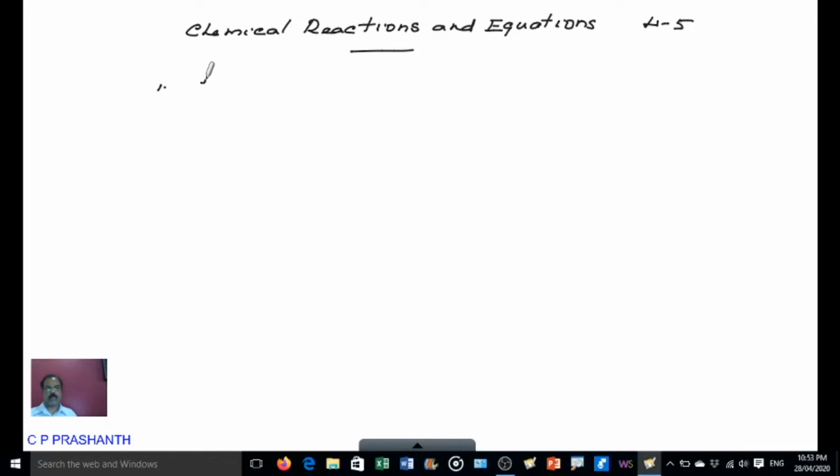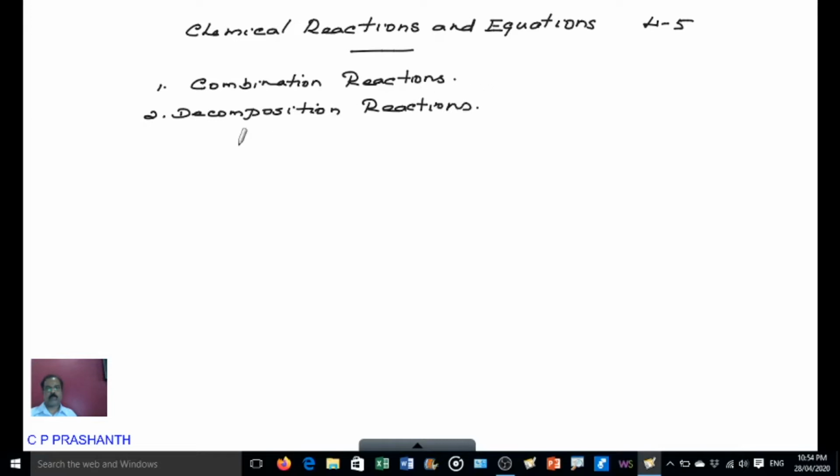In the previous class, we learned about combination reactions and decomposition reactions. Today we will be studying two more reactions: the displacement reactions and double displacement reactions.